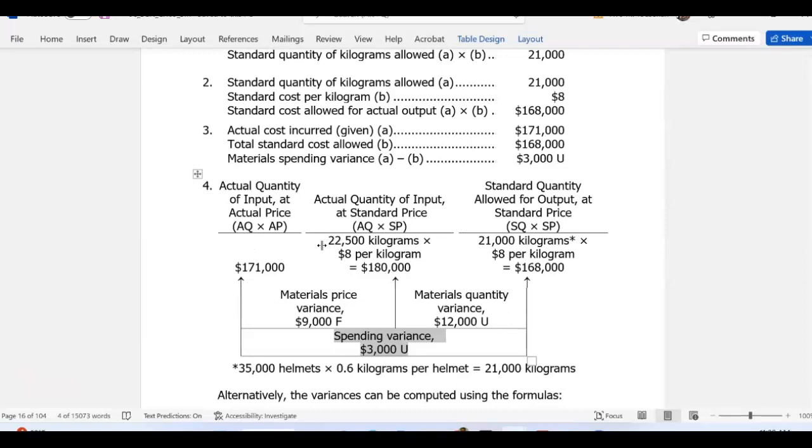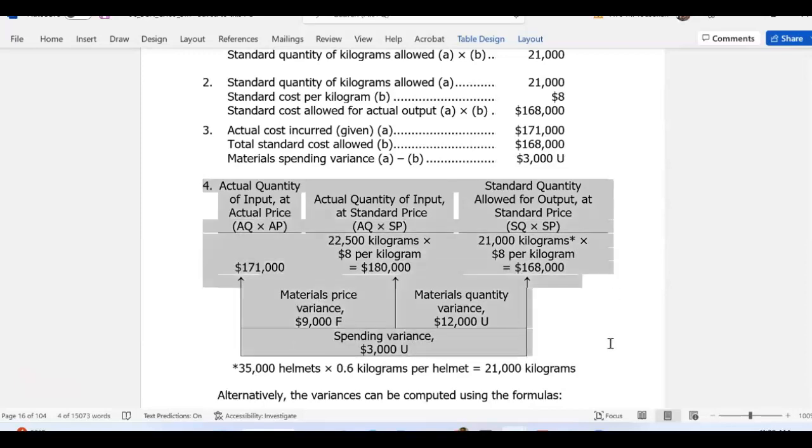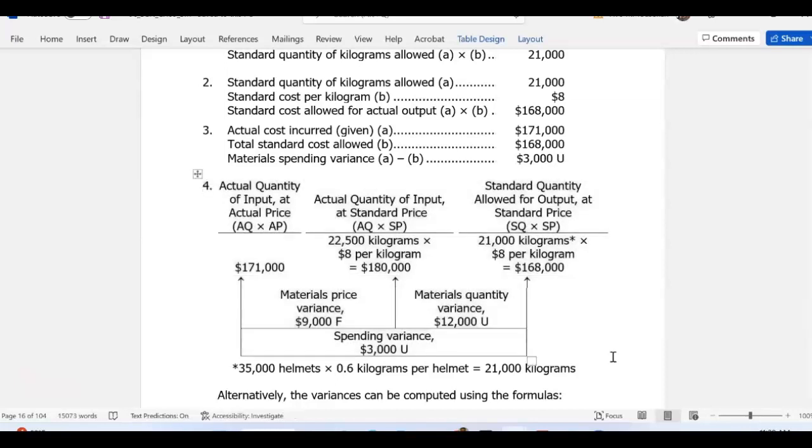AAA, SSS, QP, QP, QP. Plug in your numbers, do the math, figure out what's the material quantity variance, what's the material price variance, and what is the spending variance. As soon as you do this, you can answer anything in the multiple choice question. So I suggest as soon as you get a question like this, either in my class or in a CPA exam, just get this done. It takes you 1 minute. After 1 minute, you can answer any question the question is asking because you have all the information right in front of you. Okay?